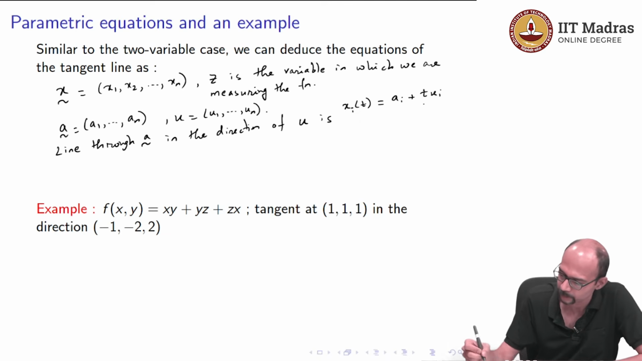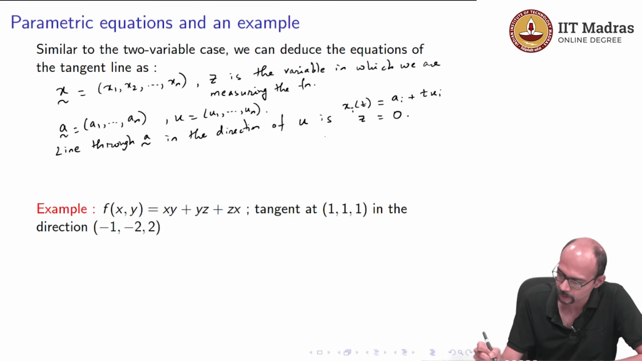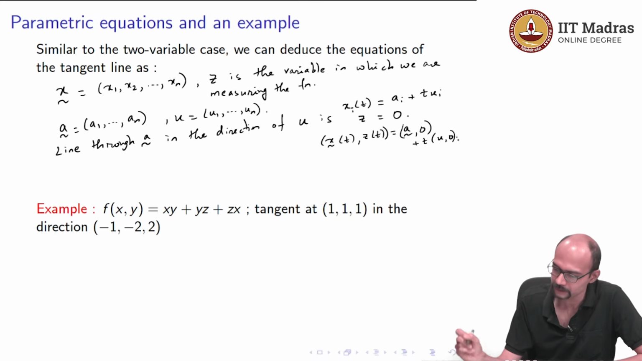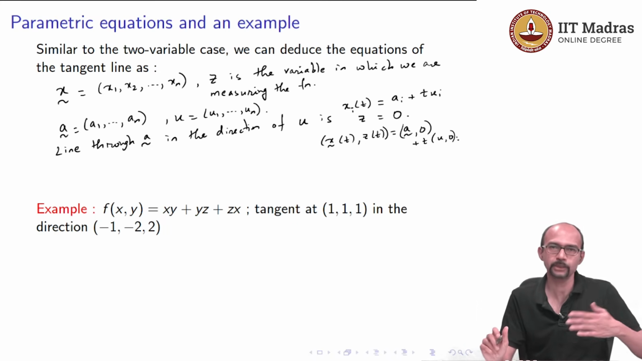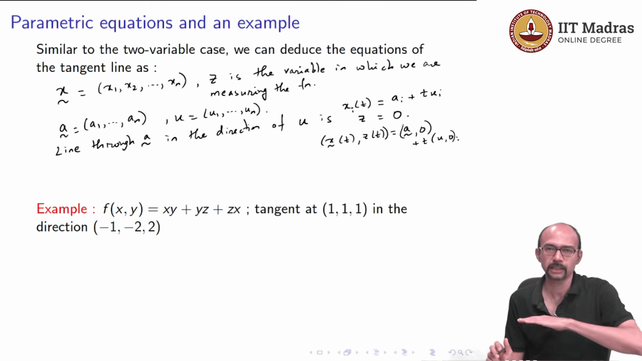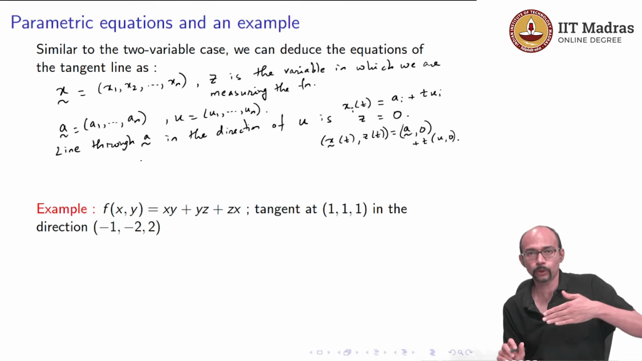So, in terms of the vector form, and of course, I have to also say what happens for the coordinate z. So, z is 0. So, in the coordinate form, this is x tilde of t comma z of t is a tilde comma 0 plus t times u comma 0. So, z is not playing any role, because right now it is still the line in the x1, x2, xn space.